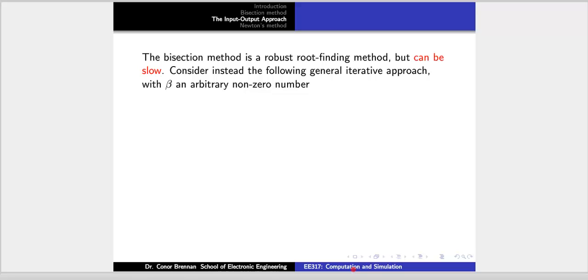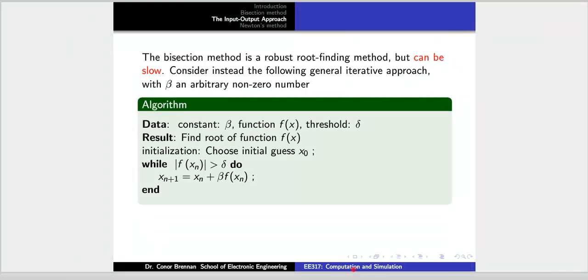Let's do what is called the input-output approach. This is a general approach. We'll start off with a general definition of an input-output method, and then we'll come up with the Newton-Raphson method, which is a special case of an input-output method. So an input-output method, here's the algorithm.